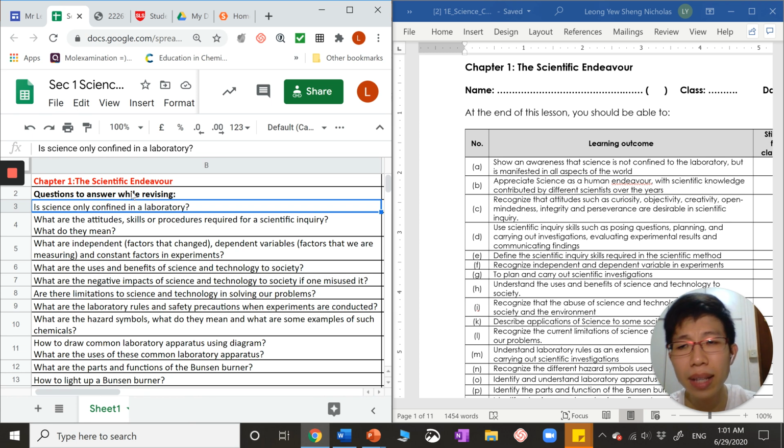For example, is science only confined in the lab? So you can learn actively and question yourself so that there'll be some learning involved. Because if you just read every page without any questioning, the next moment you'll forget everything. So I rephrased these learning outcomes into questions so that you can keep track of whether you have understood these concepts or not. If you have not understood, you need to find ways to answer these questions, and they are simply from your notes.